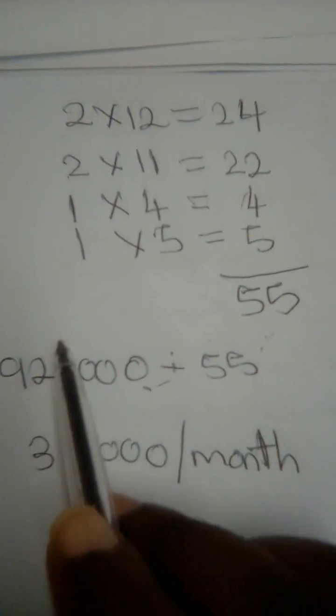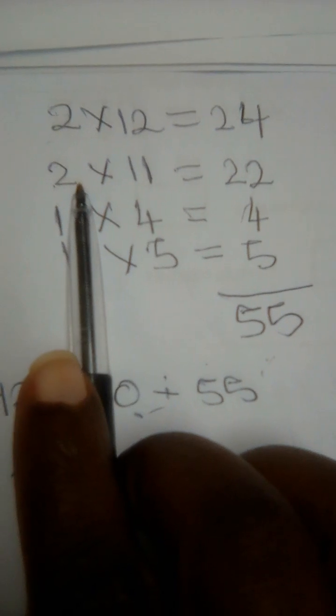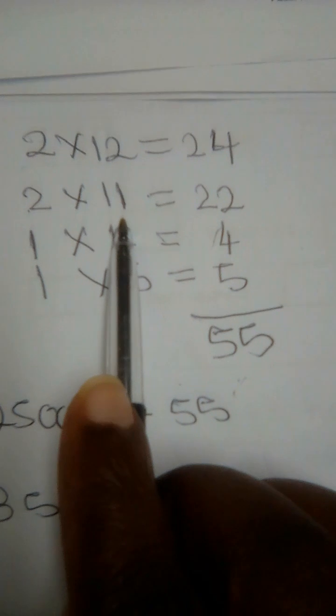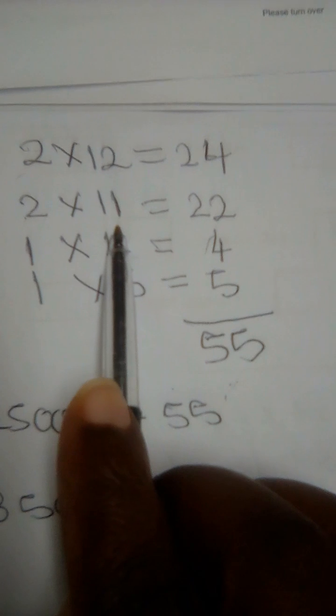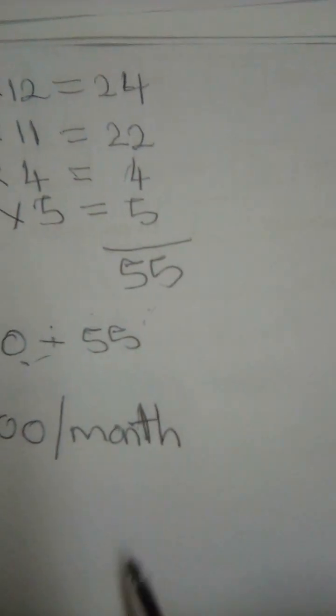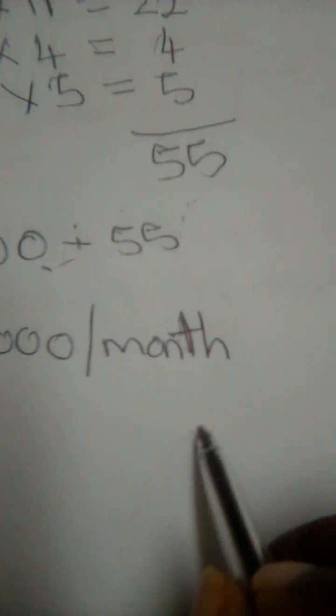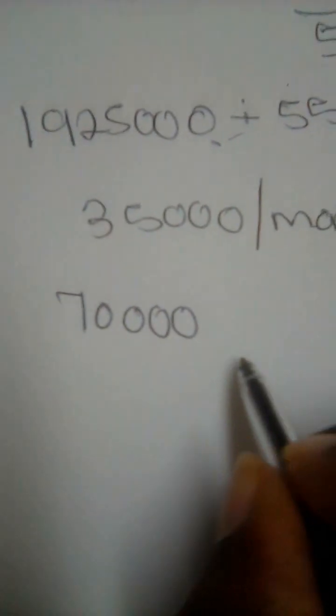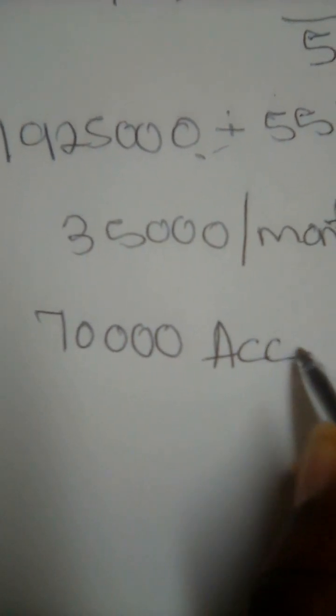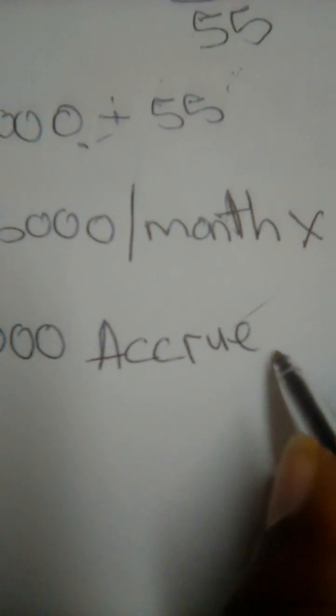Remember, we have these two directors who received directors' fees for 11 months. So they are being owed 1 month each. So we've got 2 months of directors' fees that are accrued. We say the 35,000 per month, we multiply it by 2. 35,000 times 2, we are going to get 70,000. 70,000 is our accrued expense.